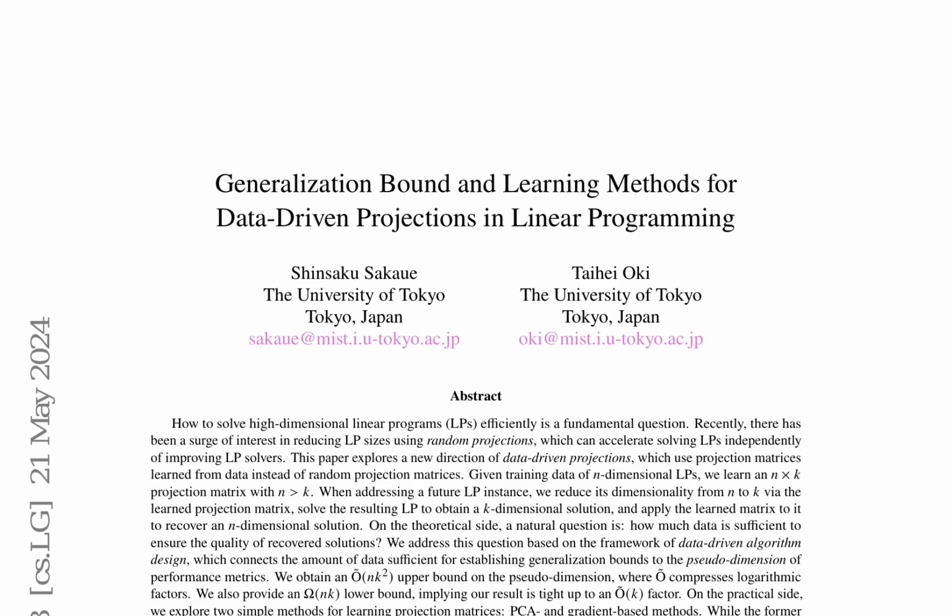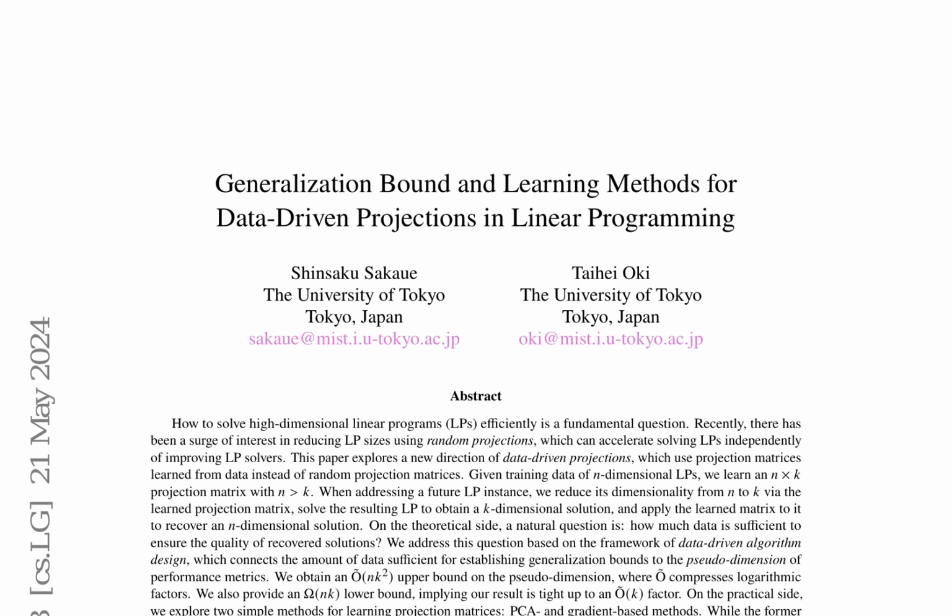The paper introduces a novel approach for efficiently solving high-dimensional linear programs, LPs, by using projection matrices learned from data. Unlike random projection matrices, this method reduces the dimensionality of LPs by learning an n times k projection matrix from training data of n-dimensional LPs. Given an LP instance, the dimensionality is reduced from n to k, and the resulting LP is solved to obtain a k-dimensional solution. The learned matrix is then applied to recover an n-dimensional solution.